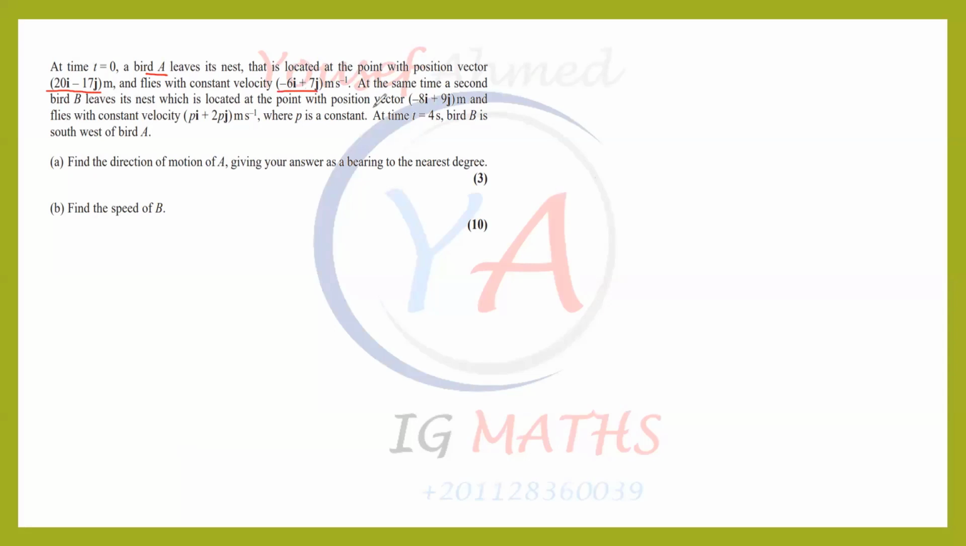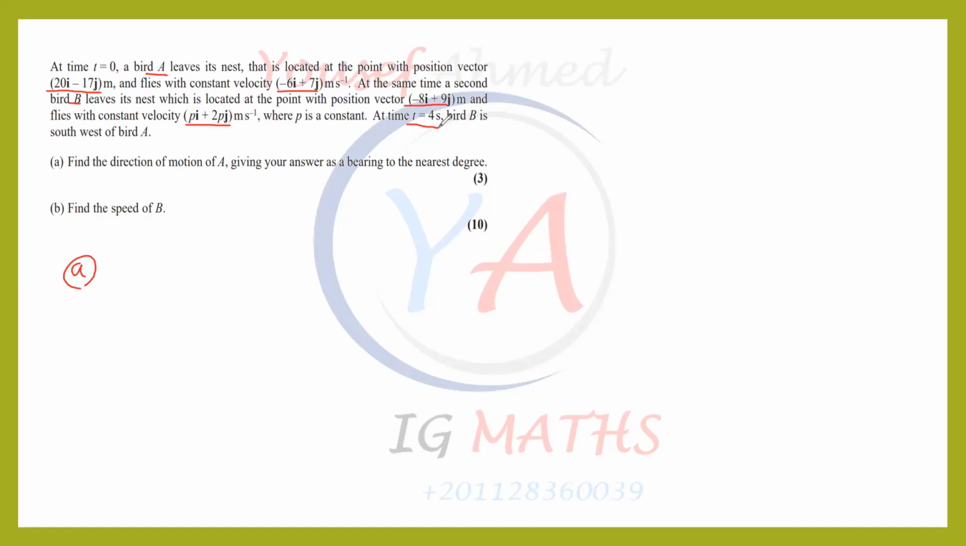At the same time, a second bird B leaves its nest, which is located at the point with position vector negative 8i plus 9j meters, and flies with velocity pi plus 2pj meters per second, where p is a constant. At time 4 seconds, bird B is southwest of bird A. We need to find the direction of motion in part A: find the direction of motion of A, giving the answer as a bearing to the nearest degree.